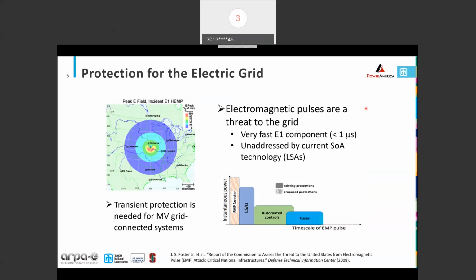One of the issues is that there are different components of those electromagnetic pulses at different time scales. In particular, there's a fast component termed E1. It's typically less than a microsecond, but the rising edge of that is actually just a couple of nanoseconds. That is presently unaddressed by current technology, the state of the art being lightning surge arresters. The plot on the bottom right is the time scale, on more or less a log scale, and this part down here, less than a microsecond, is currently not addressed. So one thing we're looking at is developing these devices to address this need. There's a reference there in case you're interested in more details.